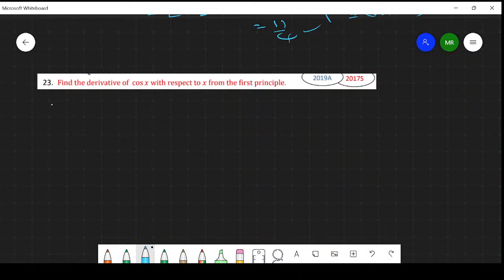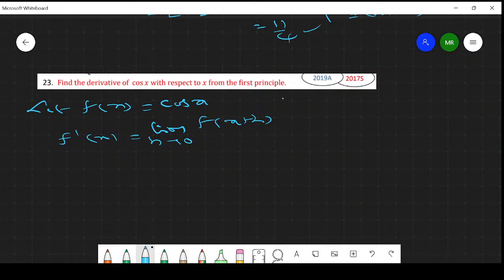When they are asking this, first consider f of x equal to cos x. You write f of x equal to cos x. Now the first principle formula: f dash of x is equal to limit h tends to 0 of f of x plus h minus f of x, by h. Be careful writing the formula here. So this is the formula we have.